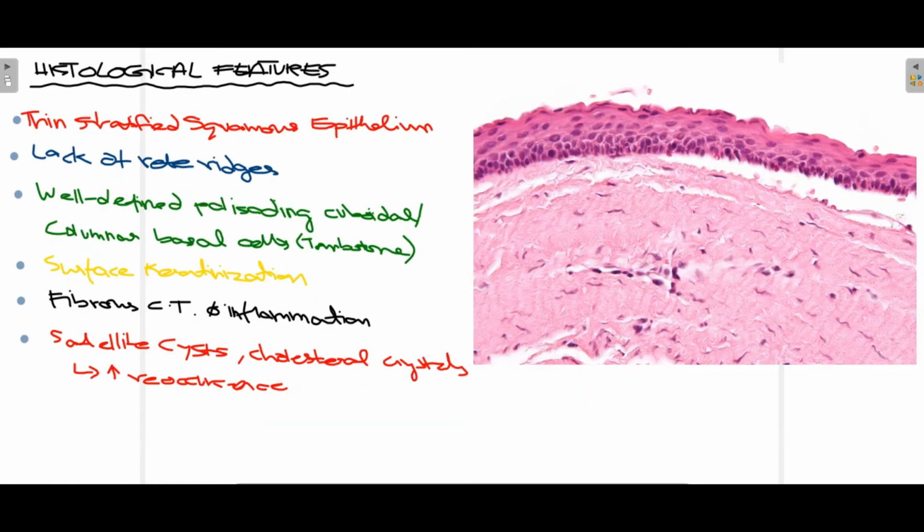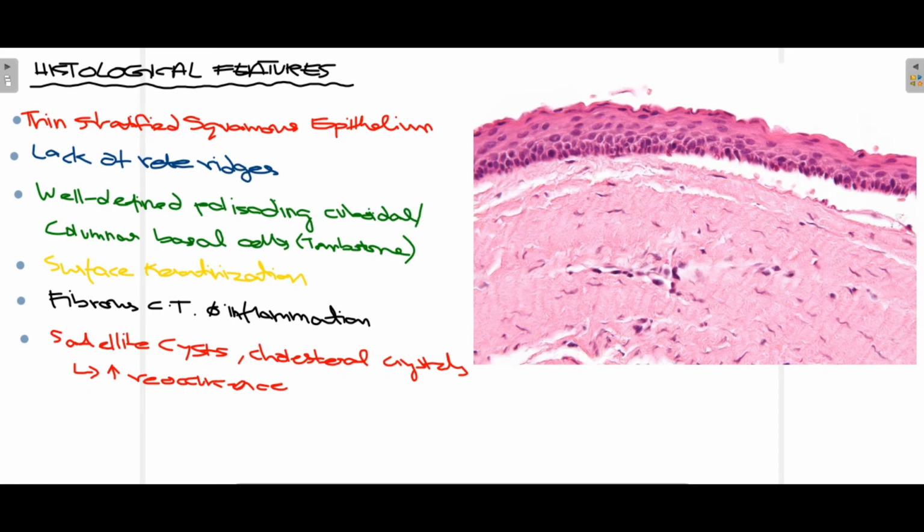Now moving on towards the histological features of OKC. These histological features are very important because they help us in diagnosing and arriving at a definitive diagnosis. Firstly, as you can see in this histological slide, this is your epithelium and this is the connective tissue. The epithelium is thin stratified squamous epithelium. As you can see, squamous cells are present over here. Moreover, there are no rete ridges present in this epithelium, which is a characteristic feature of OKC.